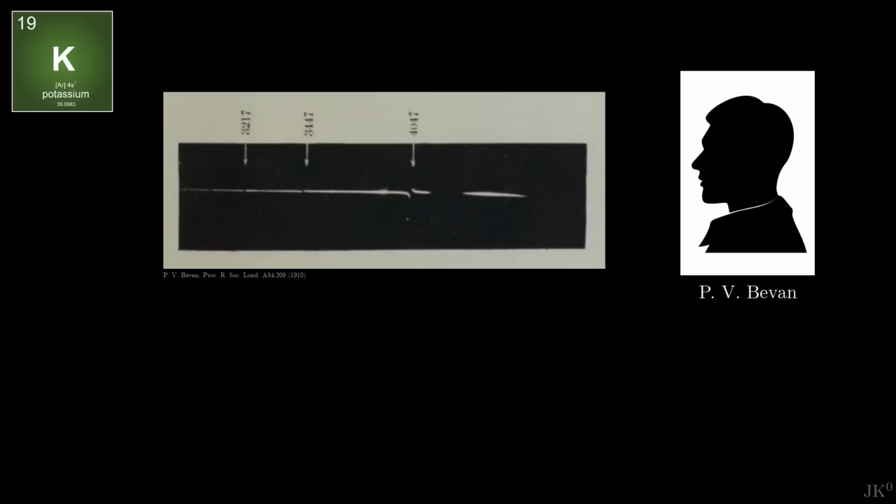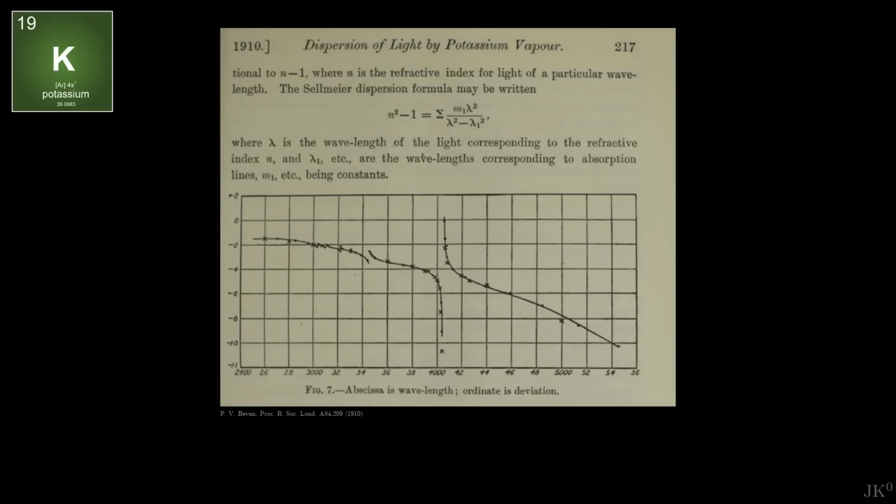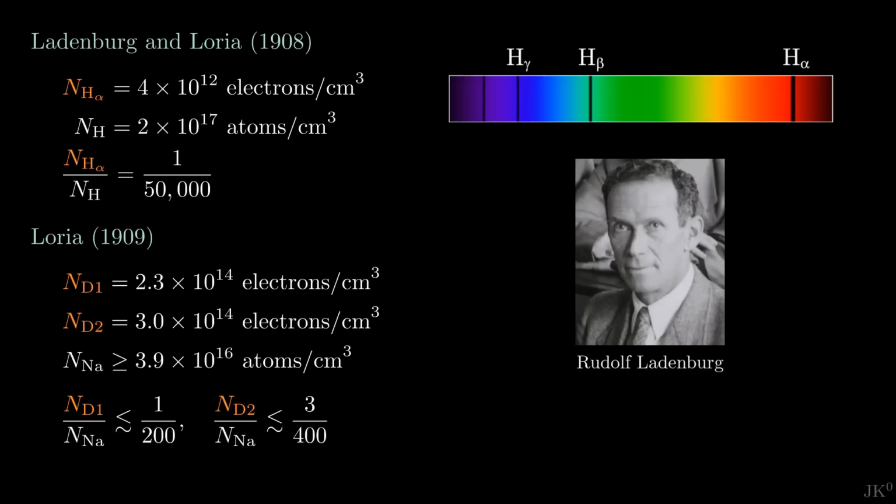The following year in the UK, P.V. Bevan confirmed Ladenburg and Loria's discoveries in potassium vapors. Bevan explained the low number of dispersion electrons by temporary arrangements in the metallic vapor. On the contrary, Ladenburg was convinced that these differences were caused by some atomic property in the interactions with light.